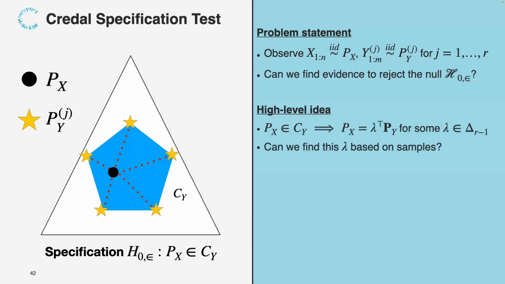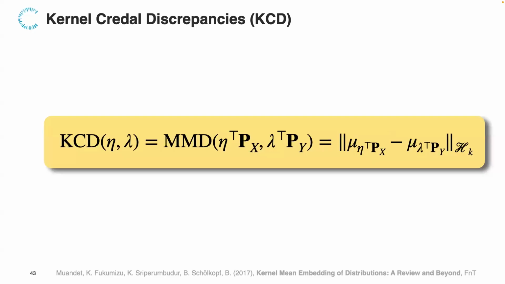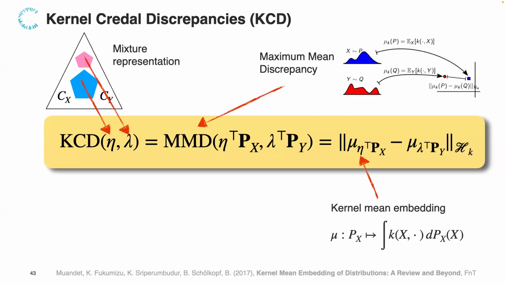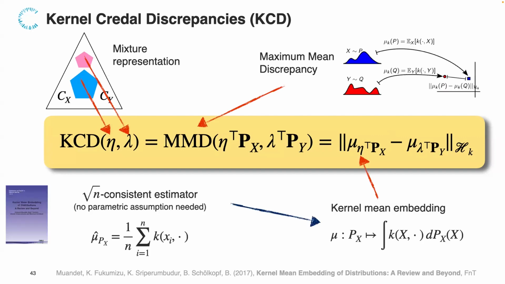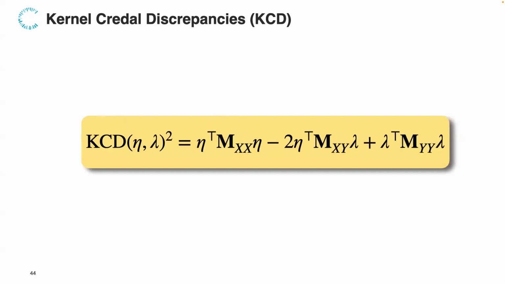So the null hypothesis for this specification test is the same as saying P of X equals some combination of P of Y. But this objective doesn't require that assumption. It's just an optimization. It's just a measure between 2 points in a Credal set. 2 points in 2 Credal sets, sorry. And maybe in the next slides, it will be more clear.